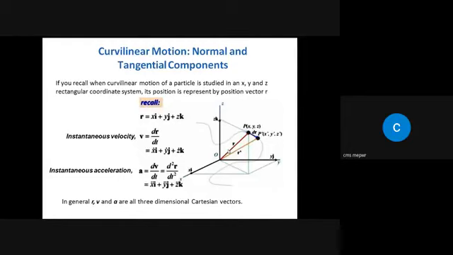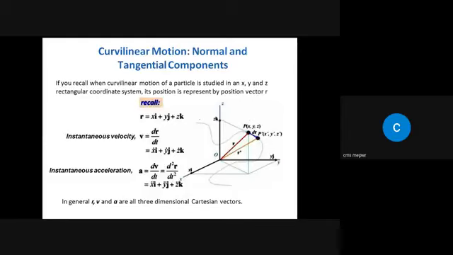Okay, so in today's class, we will basically study curvilinear motion in different coordinate systems. So first, let's consider the curvilinear motion in normal and tangential coordinate system. And definitely, if you are using this coordinate system, the motion can have normal as well as tangential component.